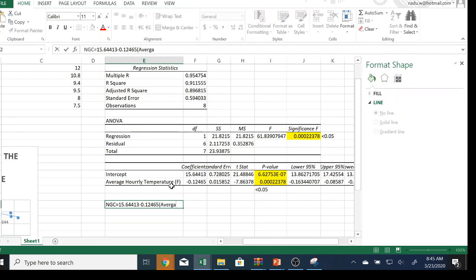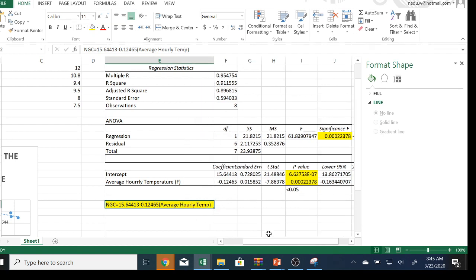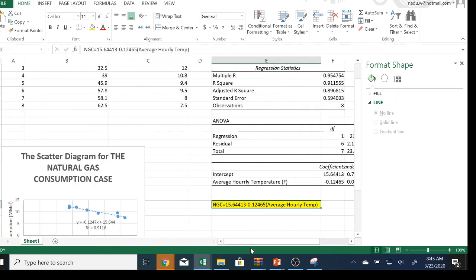Average hourly temperature. So this is our regression model. Alright. So check whether this model is the same model that you have got here. It's pretty much the same, isn't it?